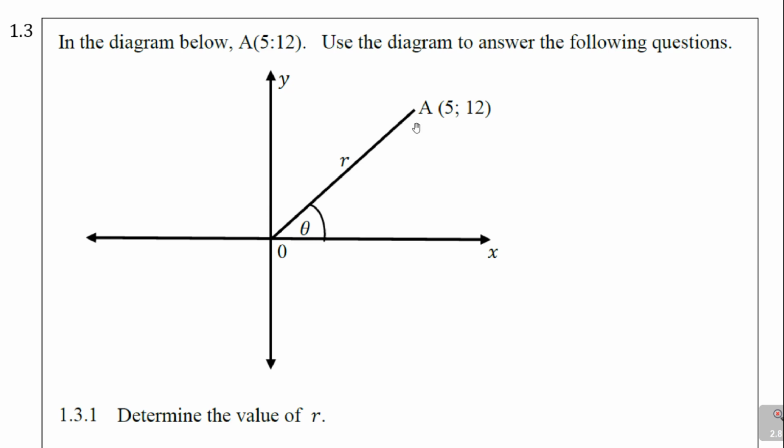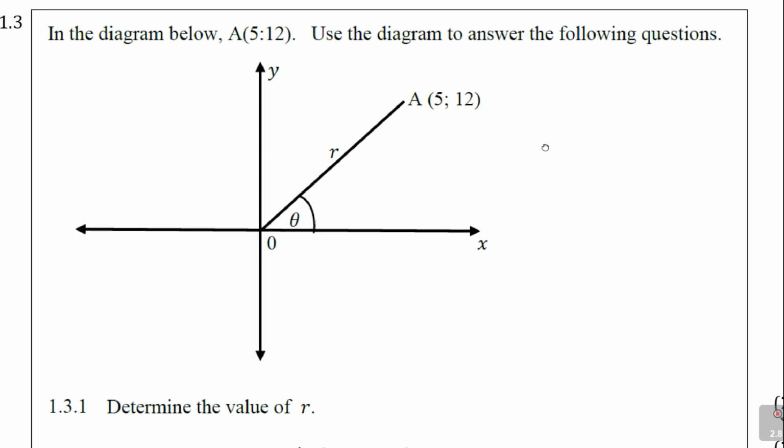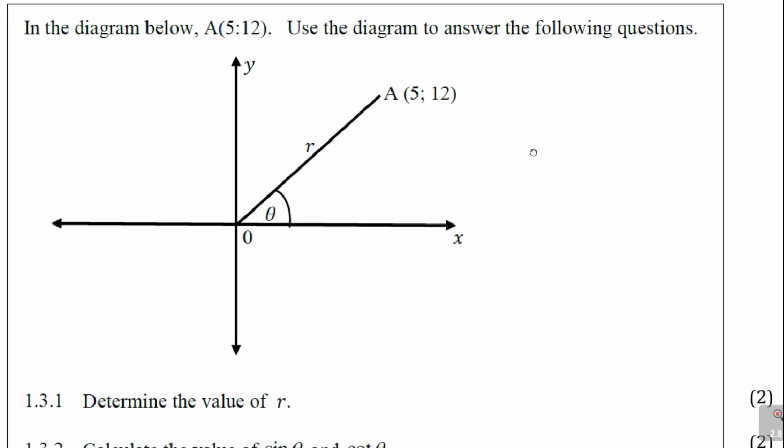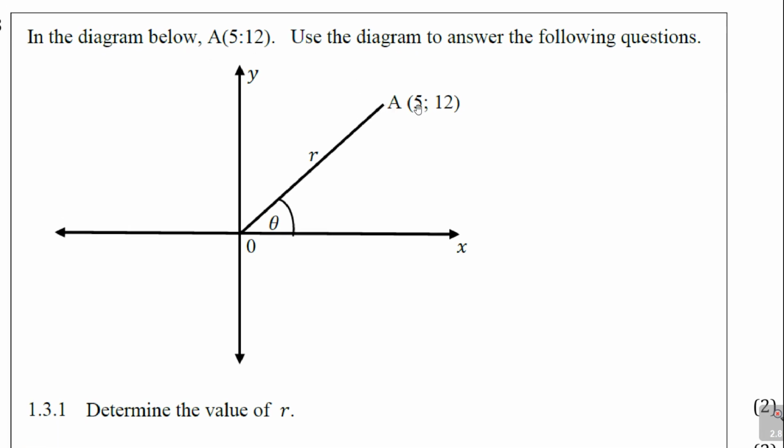As I'm saying, I'm repeating this so that it can be drilled in your mind to see different ways they can always bring this question, but there is no way I'm going to miss out on this one. Look at this in the diagram below. A is (5, 12). These are the coordinates, and when they give it to you, 5 belongs to x, and then 12 belongs to y. This is what you must always remember. And then use the diagram to answer the following questions.